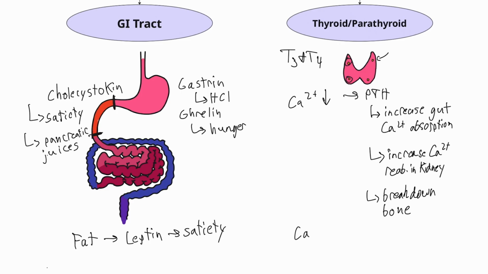When calcium levels are high, the thyroid releases a hormone called calcitonin, and it does the exact opposite of each one of those things that parathyroid hormone does. So it decreases gut absorption, it decreases calcium reabsorption in the kidney, and instead of breaking down bone, it builds bone.